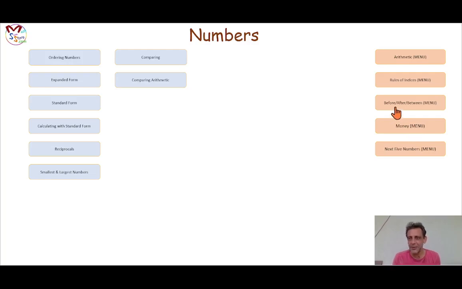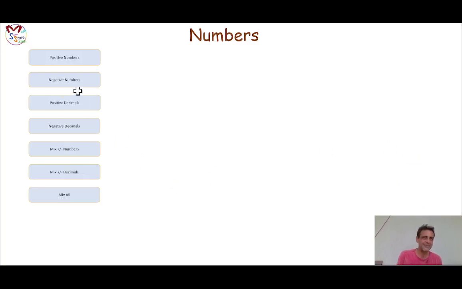Okay, here's a money menu. There's a before, after and between menu, and the next 5 numbers. The next 5 numbers is the next 5 numbers after a given number, and it gives you what it's counting in. Before and after numbers, before, after, between. If you look at this, it can be used with grade 7, 8, 9, 10. It's more difficult than it seems, but I want to go to next 5 numbers.